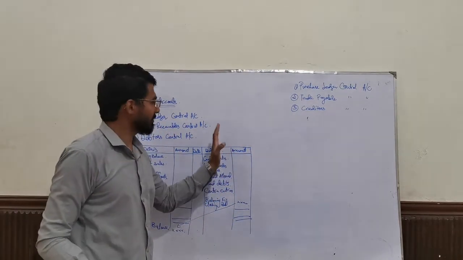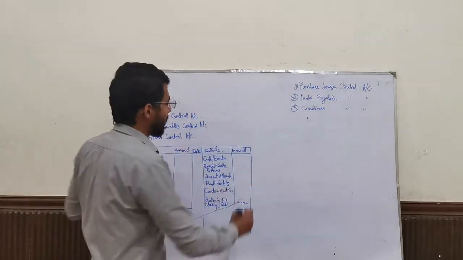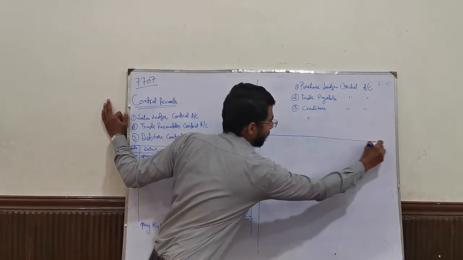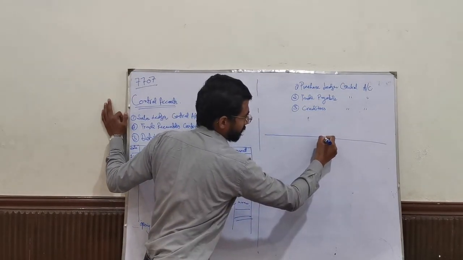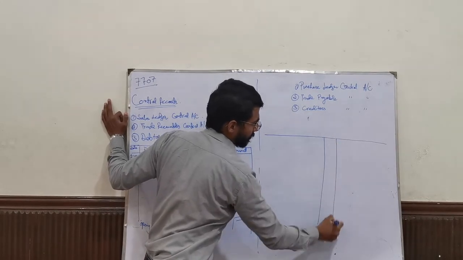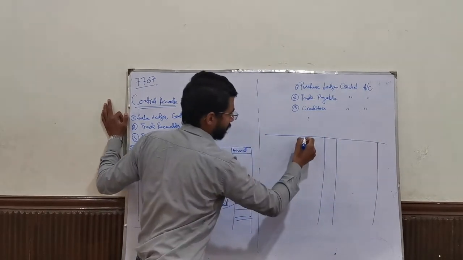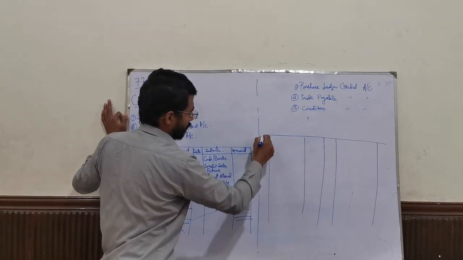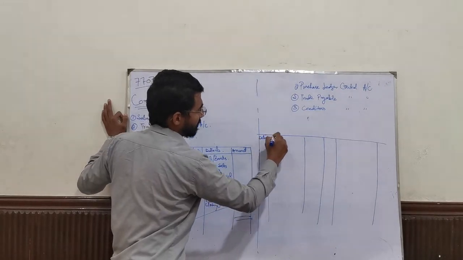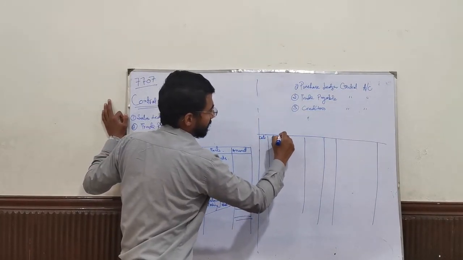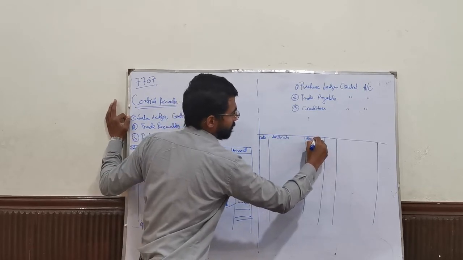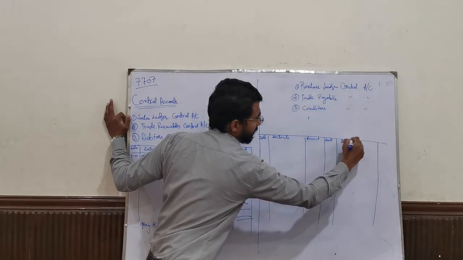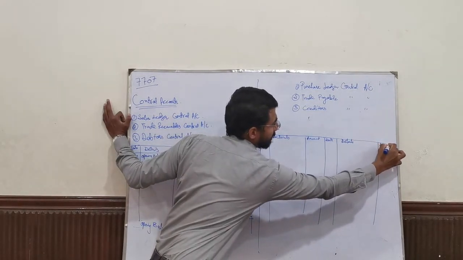On the same hand, this is the mirror approach that we'll be having in the purchase ledger control account. The purchase ledger control account would be like this. I'll be having date, details, amount, once again date, details, and amount.